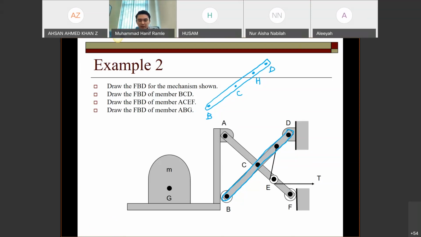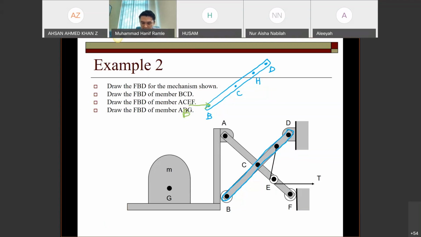So for this member BCD, you have to determine the reactions as well. For point B, how many reactions? The answer is 1. Point B has one reaction because it is a moment. This one can be rotated. This is the only reaction that we have.